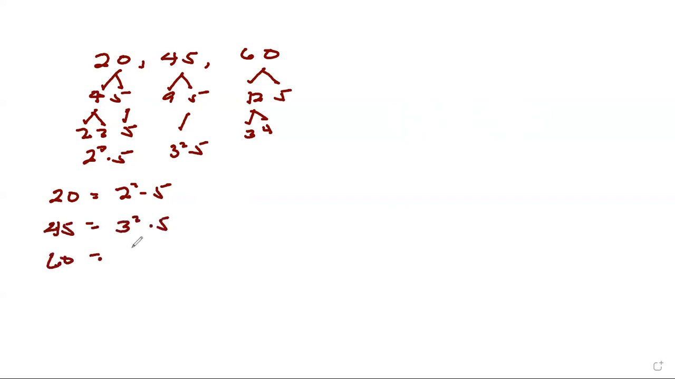So I can move that here: 3 squared times 5. Then the 12 is again 3 times 4, then times 5. So now we can write: 20 is equal to 2 squared times 5. 45 is equal to 3 squared times 5. And then 60 is equal to 2 squared times 3 times 5. Okay, how do we get their LCM using prime factorization?